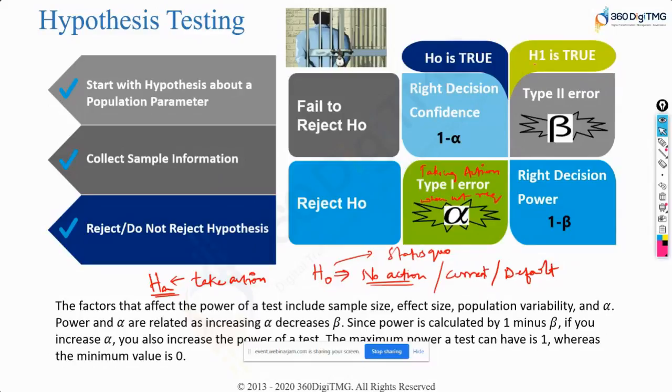And type 2 error is exactly opposite to that. You're not taking action when you need to take action. So in the type 1 case, you're punishing the innocent. You should actually release him. That is your default condition. You have to release the innocent, but you are punishing him. In this type 2 error case, you should rather punish him, take action, but for lack of evidence, you are releasing him. You're not taking action. So that is the understanding between type 1 error and type 2 error.